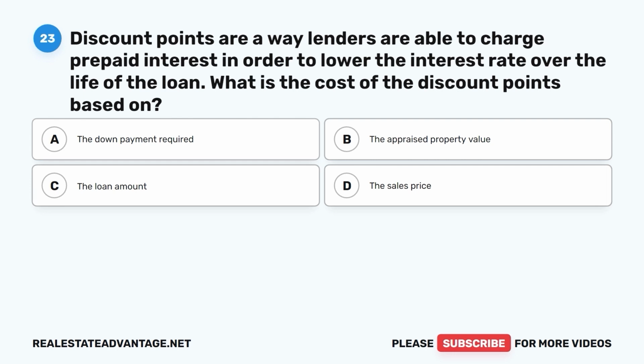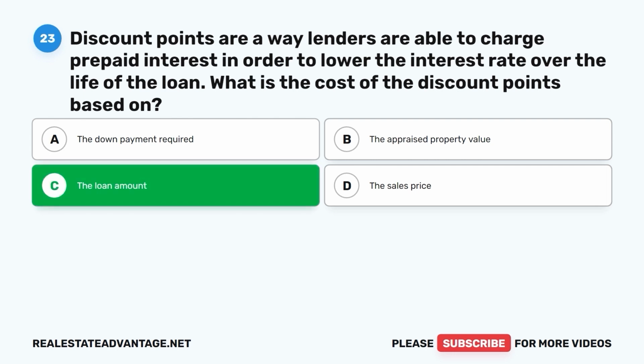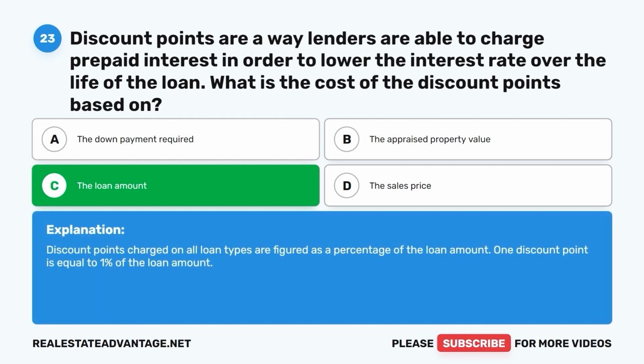The correct answer is C. The loan amount. Discount points charged on all loan types are figured as a percentage of the loan amount. 1 discount point is equal to 1% of the loan amount.